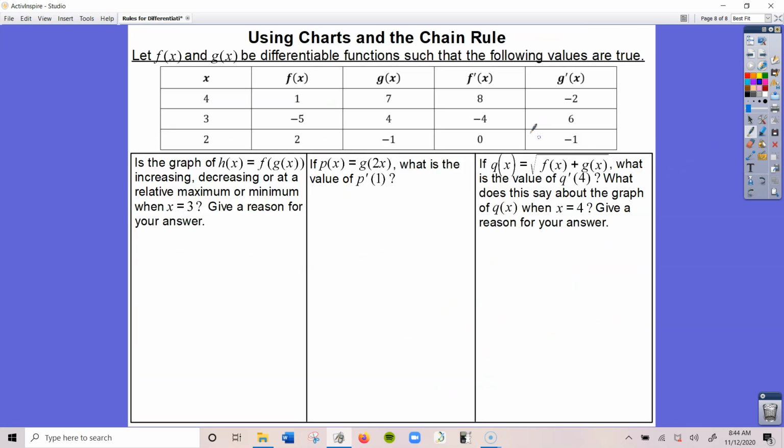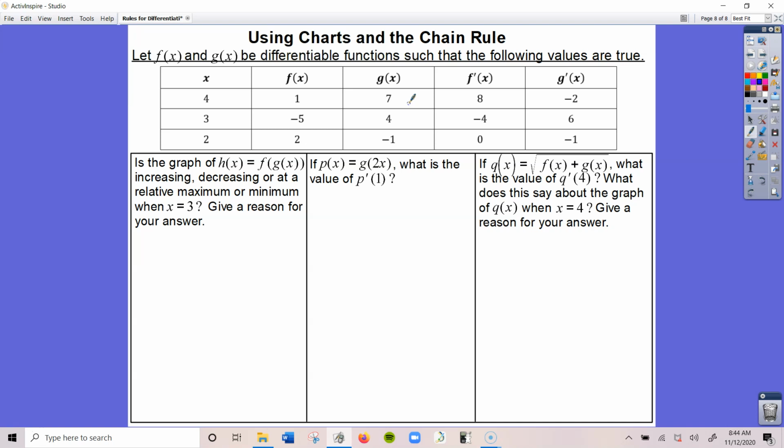We have here a chart where we have f of x, g of x, f prime, and g prime. Is the graph of h of x, which equals f of g of x, increasing, decreasing, or at a relative maximum or minimum when x is equal to 3? And give a reason for your answer.